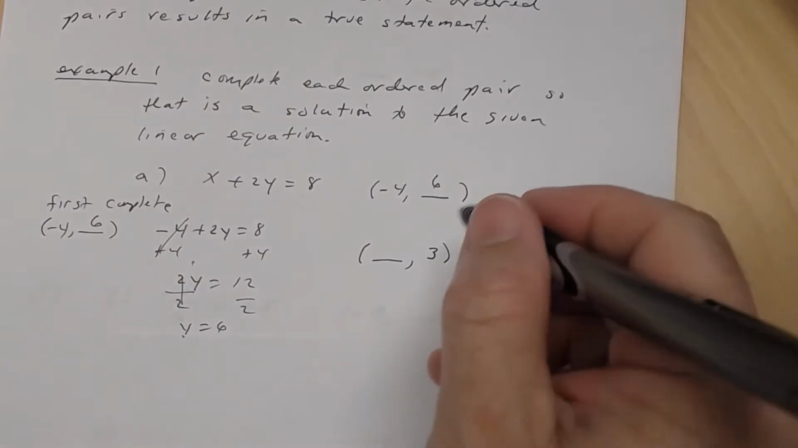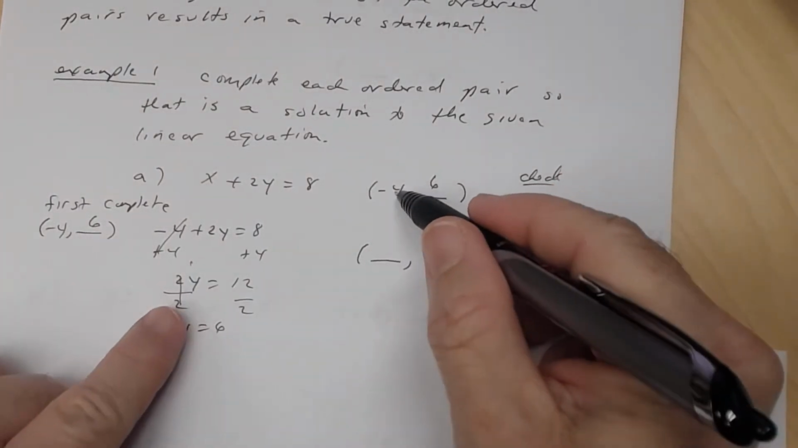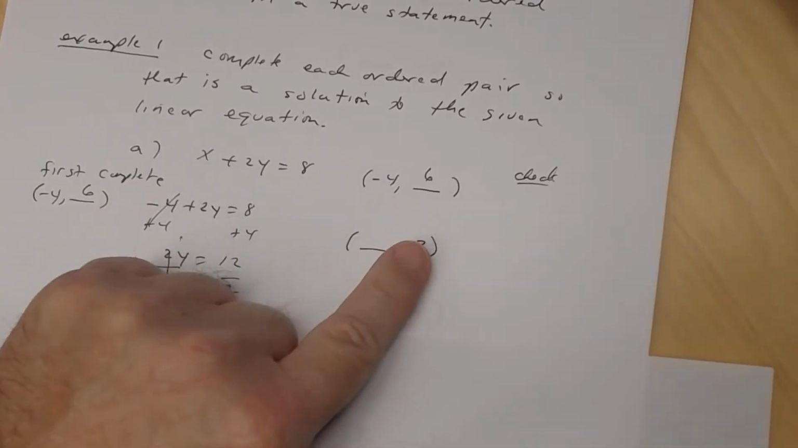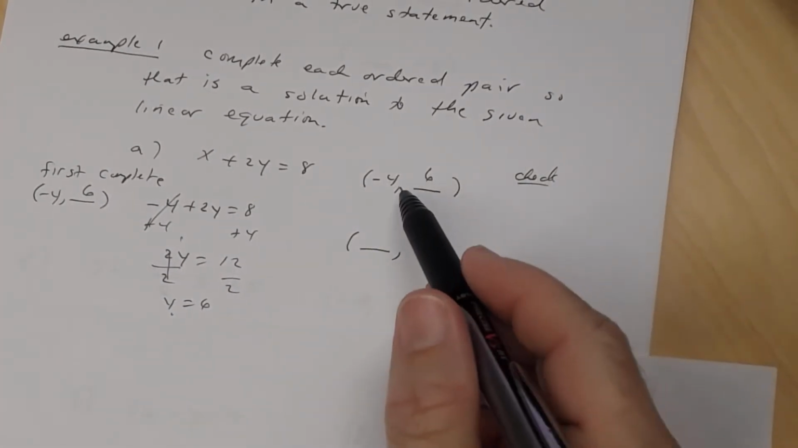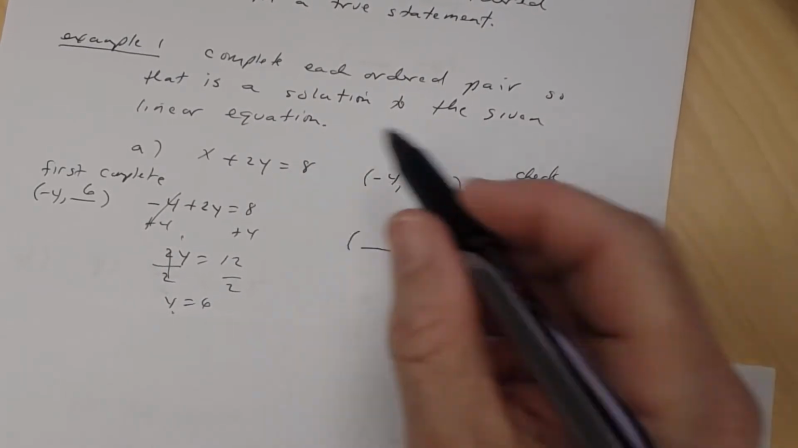And you can check, if you want to check this, we can check it here. So the question is, for negative 4, 6, a solution? You do it just like you did this. But you're done. You don't have to go any further. You found the answer. So the ordered pair here is negative 4, 6. But if you have time and you can check it, go ahead and check it.